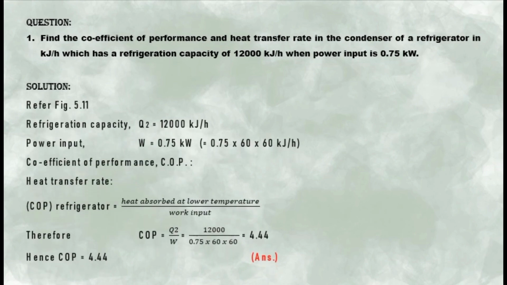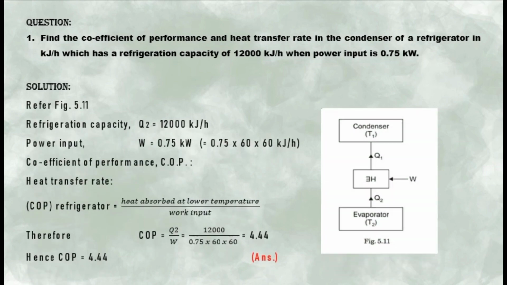For the solution, refer to figure 5.11 we have here on the right side. Refrigeration capacity is 12,000 kilojoule per hour. The power input is 0.75 kilowatt, then we will multiply it by 60 times 60 to get kilojoule per hour. For the coefficient of performance, the COP of a refrigerator is equal to heat absorbed at lower temperature over work input. Therefore, the coefficient of performance is equal to the refrigeration capacity over work.